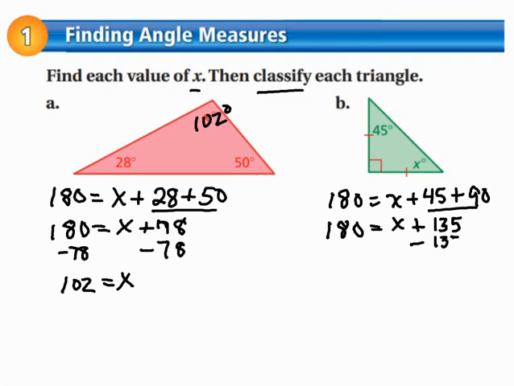Subtract 135 from both sides, and we get x equals 45. So this angle right here equals 45 degrees.